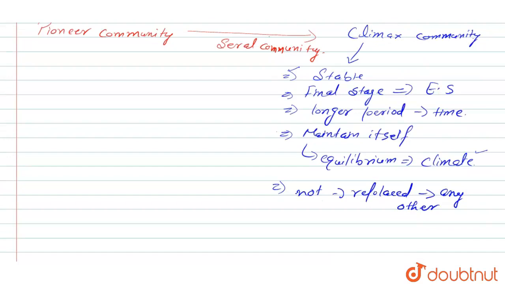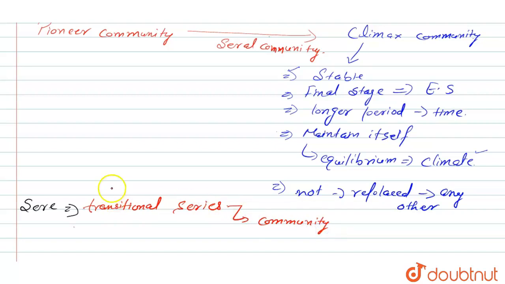Talking about the next term, the sere. What is the sere? The sere is the transitional series of the community. What does it mean, a transitional series of community? Transitional means it can successively change. That successively changing series in a community is called the sere.